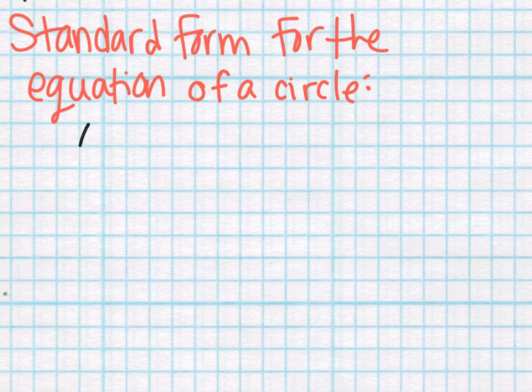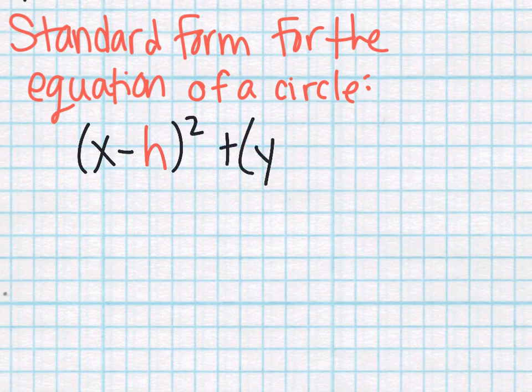So (x - h) squared plus (y - k) squared equals r squared. So this has x and y. That means when we graph it, you're going to have an xy axis. So that seems pretty normal.